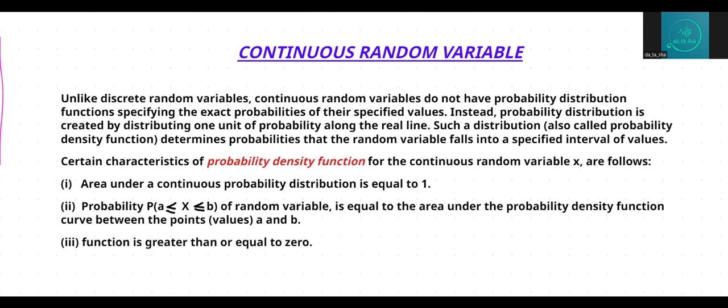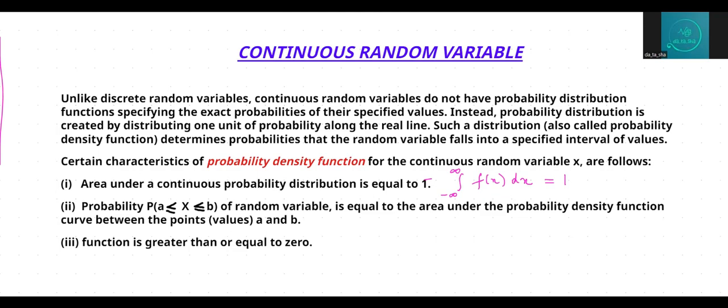The first one is that the area under the continuous probability distribution is equal to 1. This means that from minus infinity to infinity, if f(x) is my probability density function, then the integral, that is the area under the curve, has to be equal to 1. The second point is that the probability of the random variable x lying between a and b is equal to the area under the probability density function curve between the points a and b.